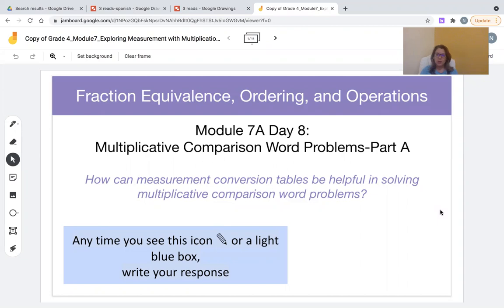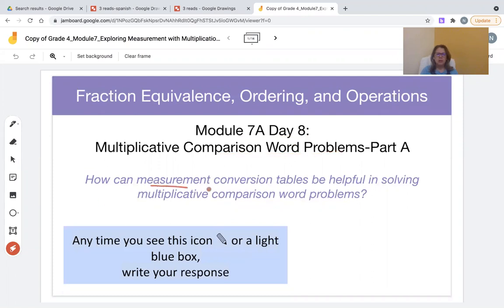I am going to share with you a Google Jamboard. We will complete the first section of this lesson together. Today we are in Module 7A, Day 8, Multiplicative Comparison Word Problems, Part A.